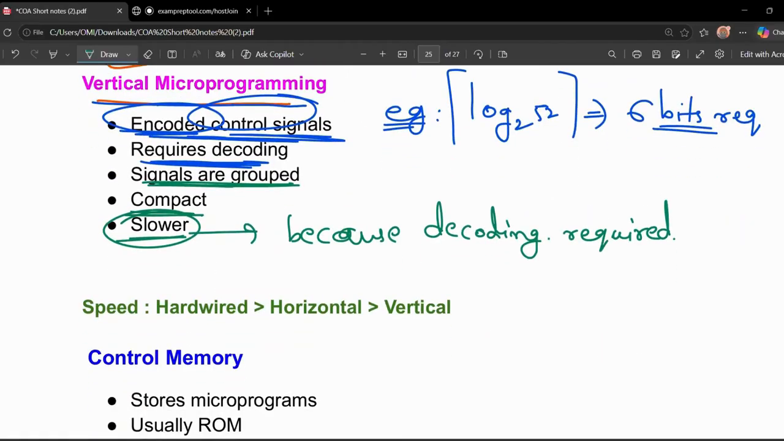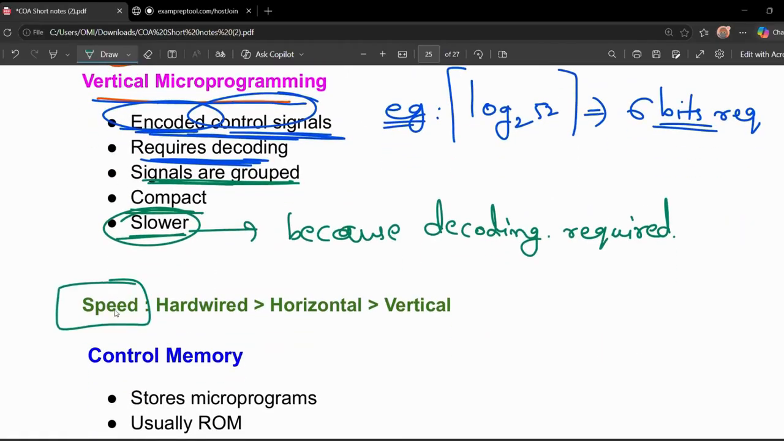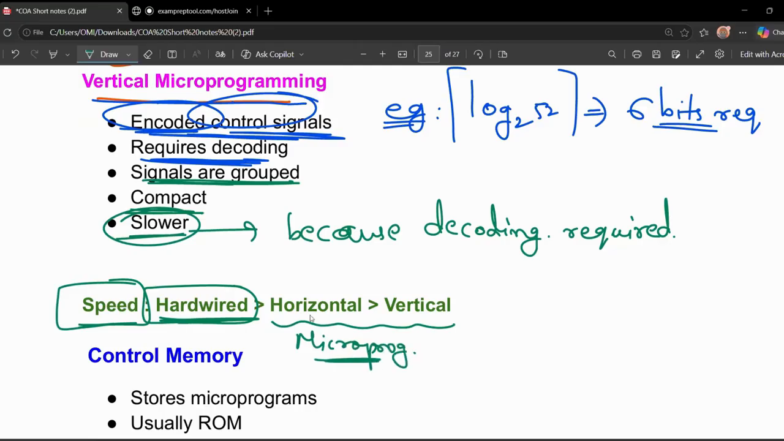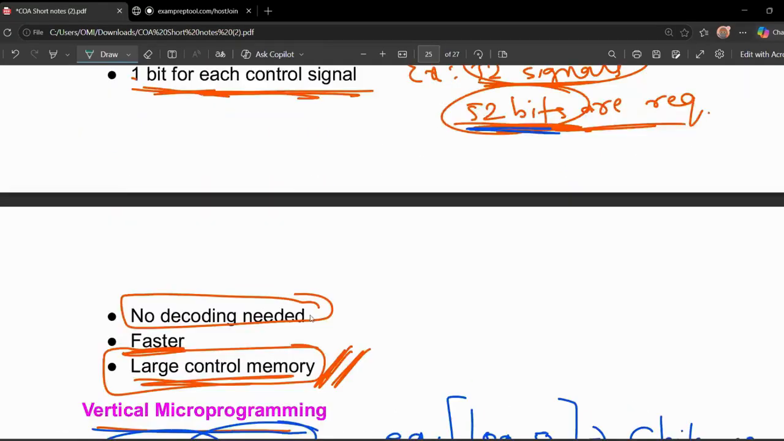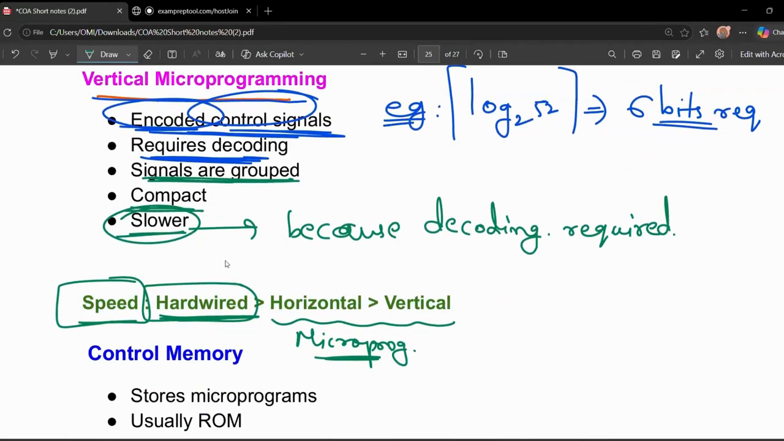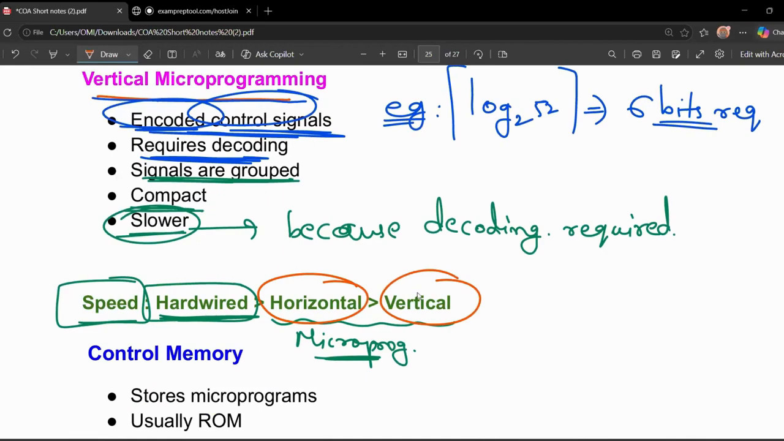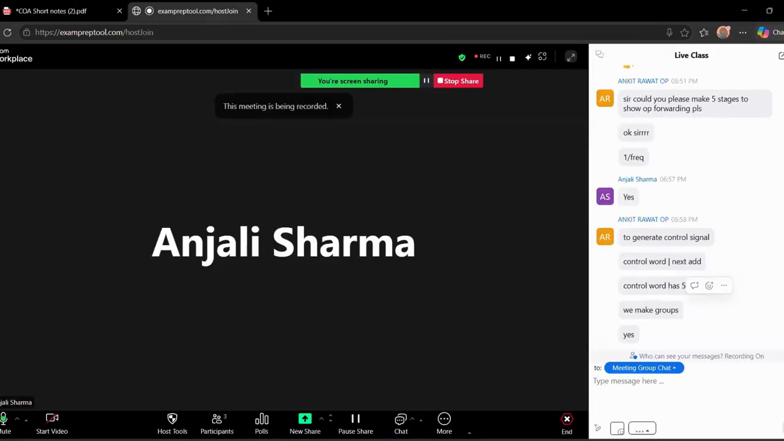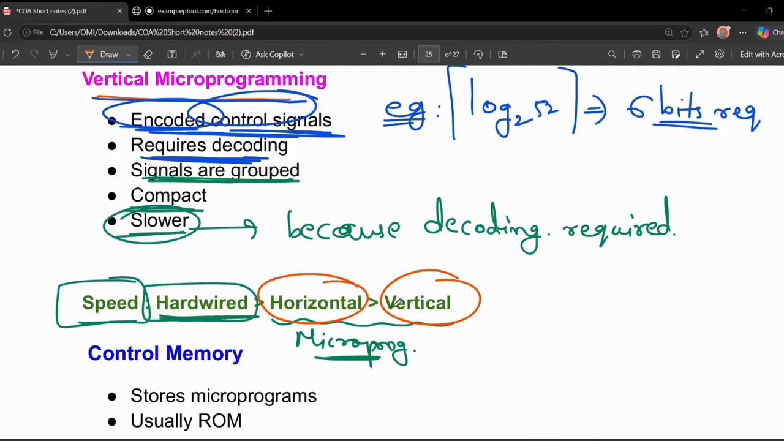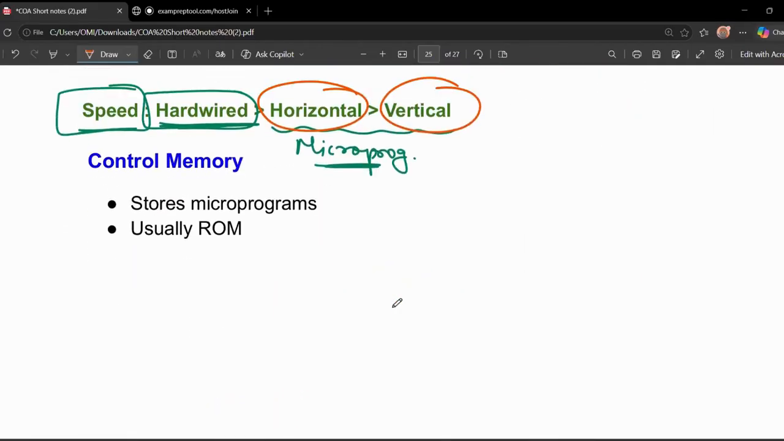Now, if you see the speed comparison, hardwired is the fastest. Then there is microprogramming, and microprogramming has two types, horizontal and vertical. Which is fastest? Horizontal is fastest and then vertical. Got it till now?